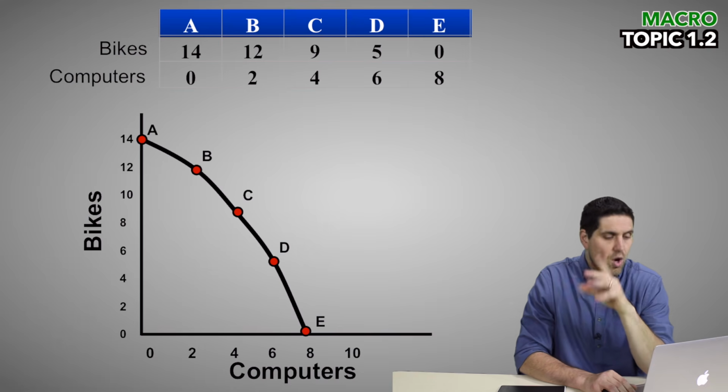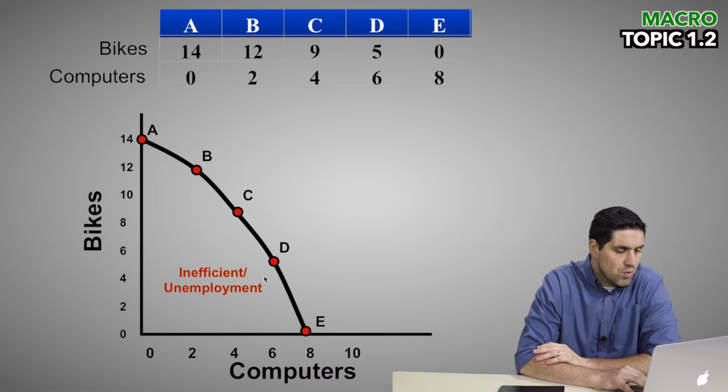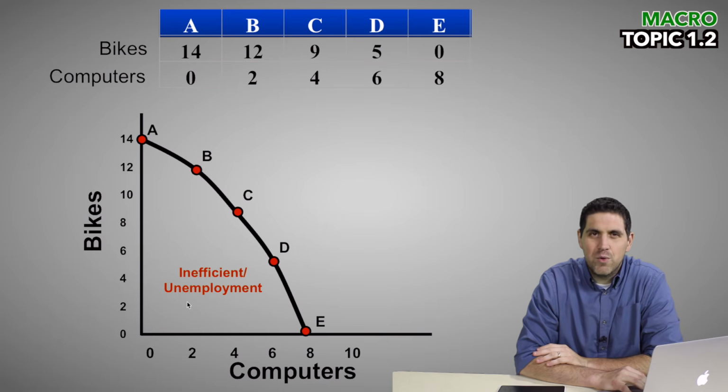Now, a couple of things you need to know. First, any point inside the curve is the idea of inefficiency. If we're producing only 2 computers and 2 bikes, we're being inefficient with our resources.